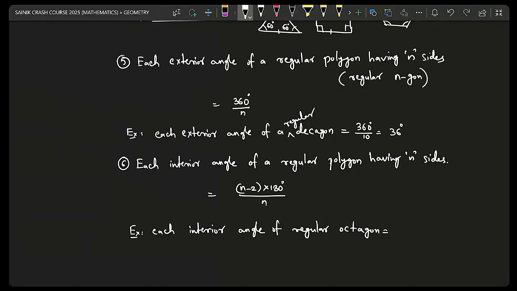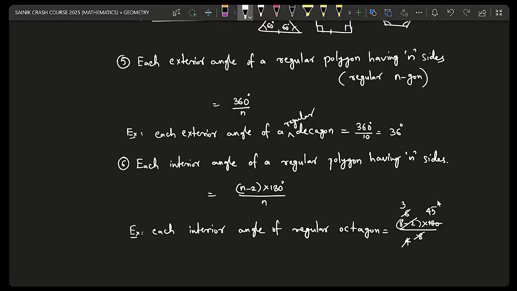Sir, 8 sides. Okay, now can you find the answer for this? Yes, sir. Sir, 8 minus 2 into 180 by 8. Okay, simplify this. 8 minus 2 is 6. Sir, 2 fours, 2 threes. Sir, 4, 45 by 180. Yes, now 45 into 3.